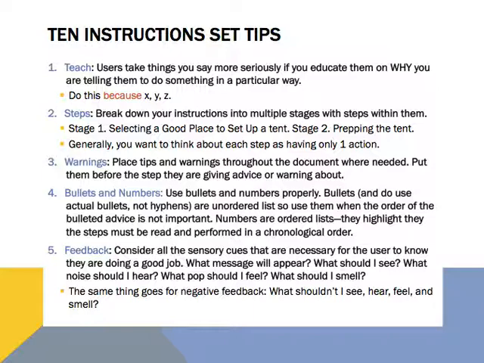Use bullets and numbers. You should use bullets and numbers properly, though. Bullets are unordered lists, so use them when the order of bulleted advice is not important. Numbers are ordered lists, so they highlight that the steps must be read and performed in a chronological order. So remember, if a user needs to do something in a specific order, this is when you use numbers. If it doesn't matter if it comes in order, then you can use bullets.